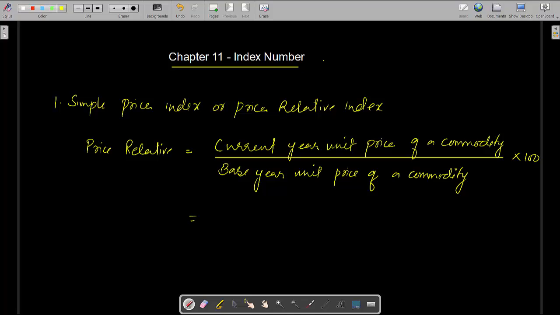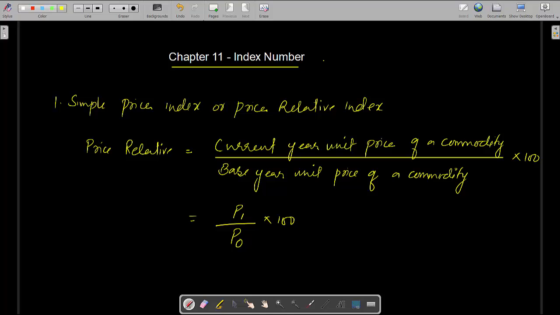So to shorten it, you can write P1 divided by P0 into 100. Every time you see this 1 and 0, 1 is denoting the current year. If you see P1, it is talking about the price, and in other formulas you will also find Q1, and that is quantity. So if it is P1, it is talking about the current year price. If it is P0, it is talking about the base year. Clear? So this is how we calculate price relative index. The formula is very simple here.